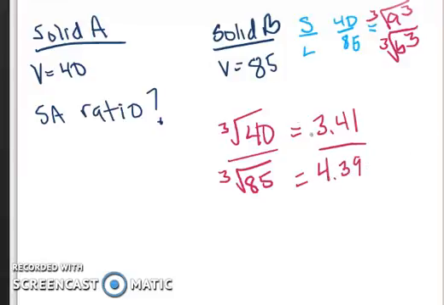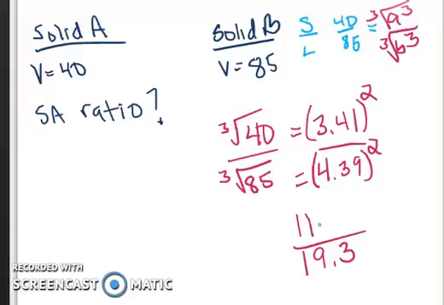Okay. Now to get the surface area ratio, I'm going to take those numbers and square them. Without taking it out of my calculator, I'm just going to square it so I get the most precise answer. So the bottom number, 4.39 squared, is approximately 19.3. And then 3.41 squared, again completely in my calculator, I didn't actually round it, I would get 11.69. We'll just round that to the nearest tenth, so we'll get 6.7.